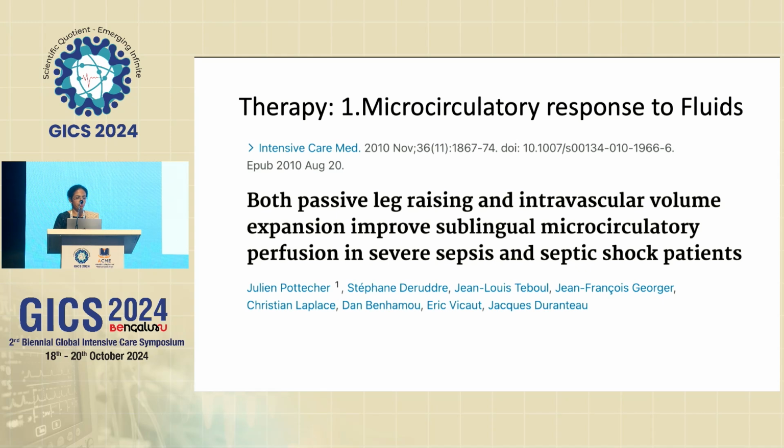And it has been reported already that both passive leg raising tests and volume challenges that we give have been shown to improve microcirculation in the sublingual area. And this can further tell you that the patient might be fluid responsive.